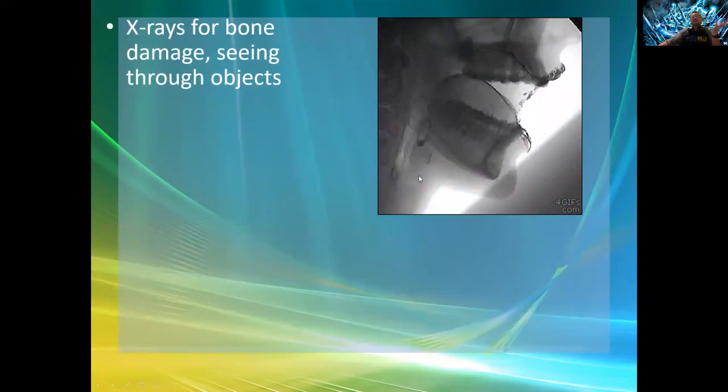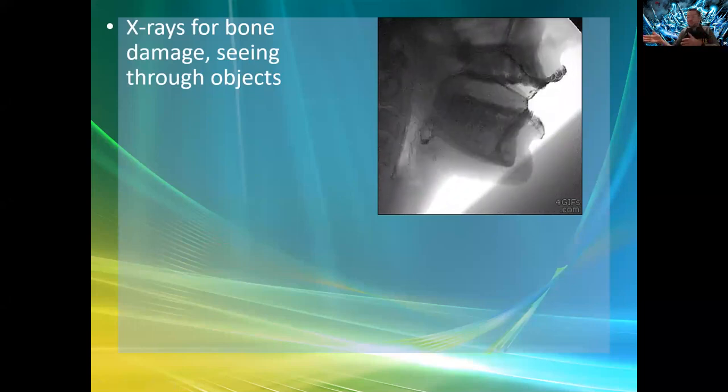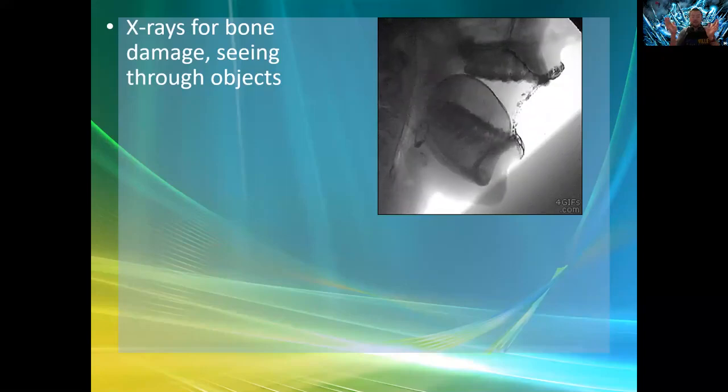Obviously, we use x-rays for seeing bone damage. We can see mechanical issues. We can also use x-rays to see through objects. For example, the airport scanners use x-ray imaging to see what's in some type of backpack or suitcase to make sure there's nothing bad in there.